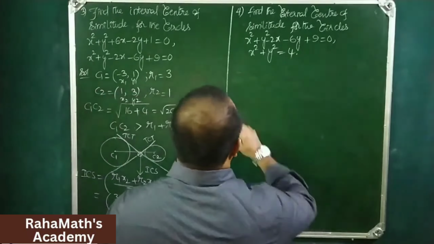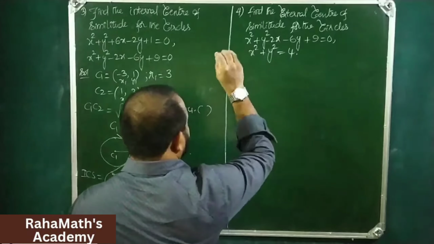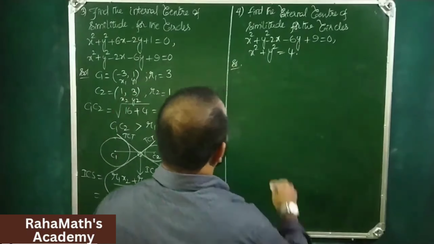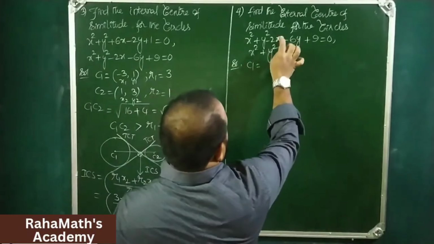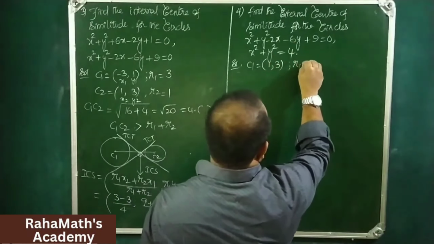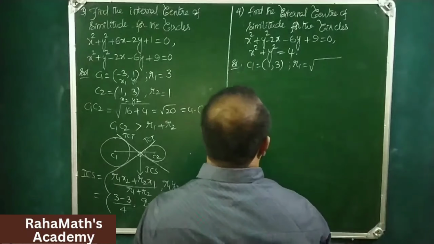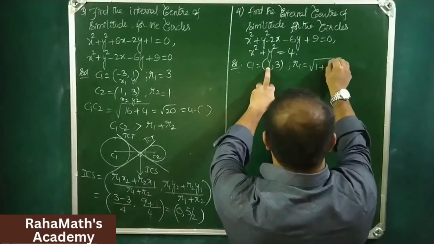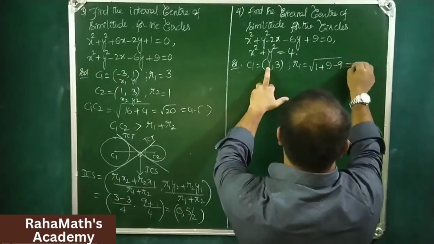And now this question is similar to that kind. So C1 is equal to (1, 3). Radius R1 is equal to the square root of 1 square plus 3 square minus 9, which is 1.